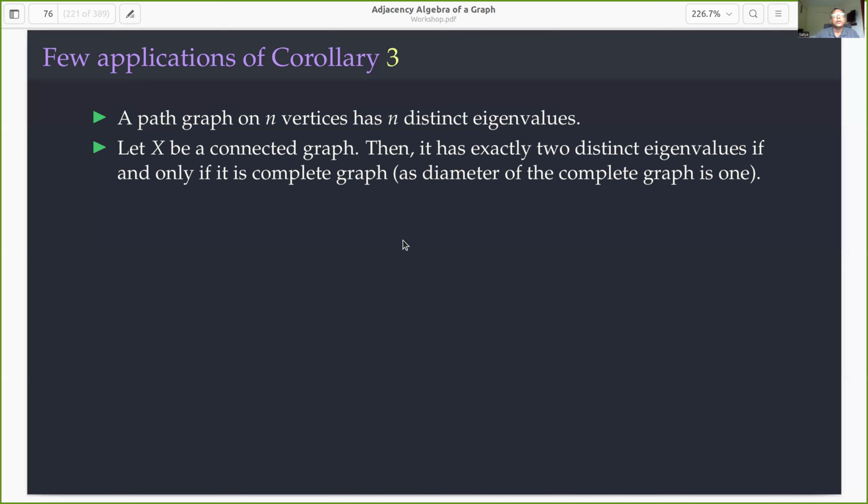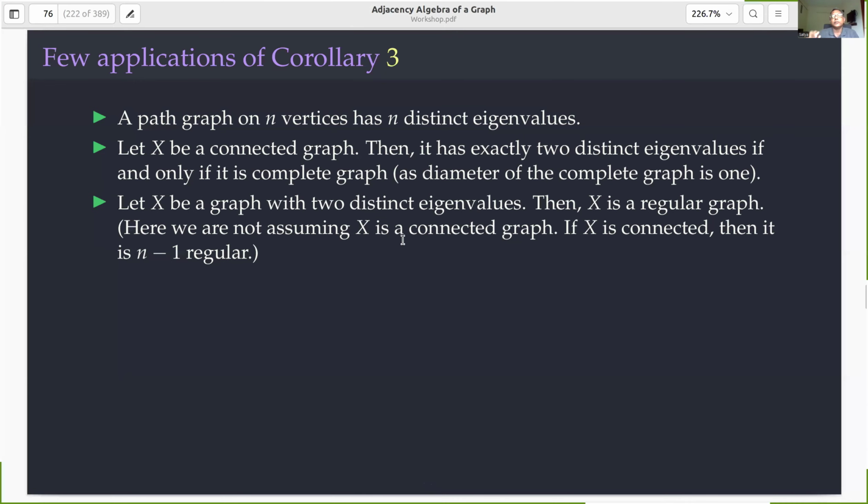So complete graphs have exactly two distinct eigenvalues, an if and only if condition. Complete graphs are the only connected graphs with exactly two distinct eigenvalues. But disconnected is also not a problem, right? One more thing: if X is a graph with exactly two distinct eigenvalues, here I am not assuming a connected graph, then it has to be regular. It is a beauty.